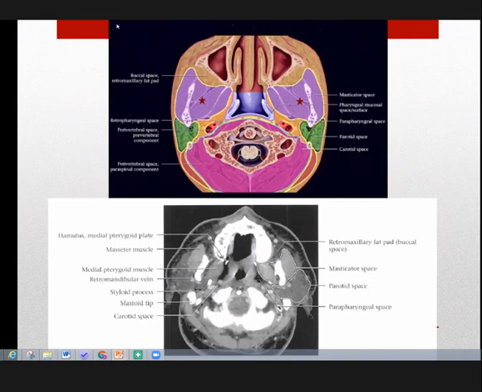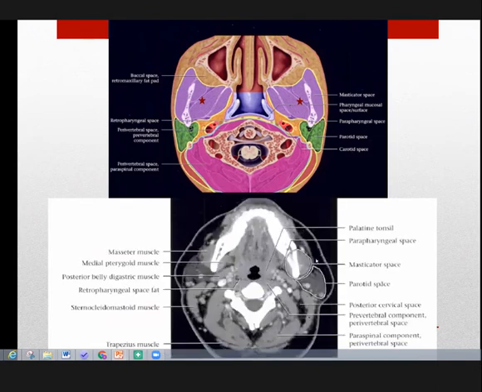Okay, so now let's proceed to the images. So the image on top of you, where the star is located, is your masticator space. Okay, so the image below you is the cross-sectional CT scan imaging. This part is your masticator space. Okay, another level, masticator space. Just behind it is the parotid space.